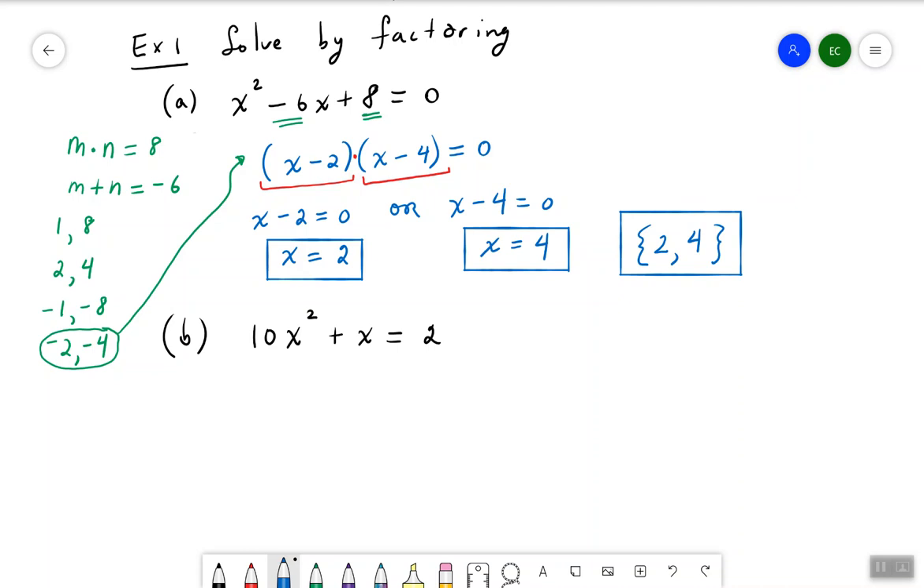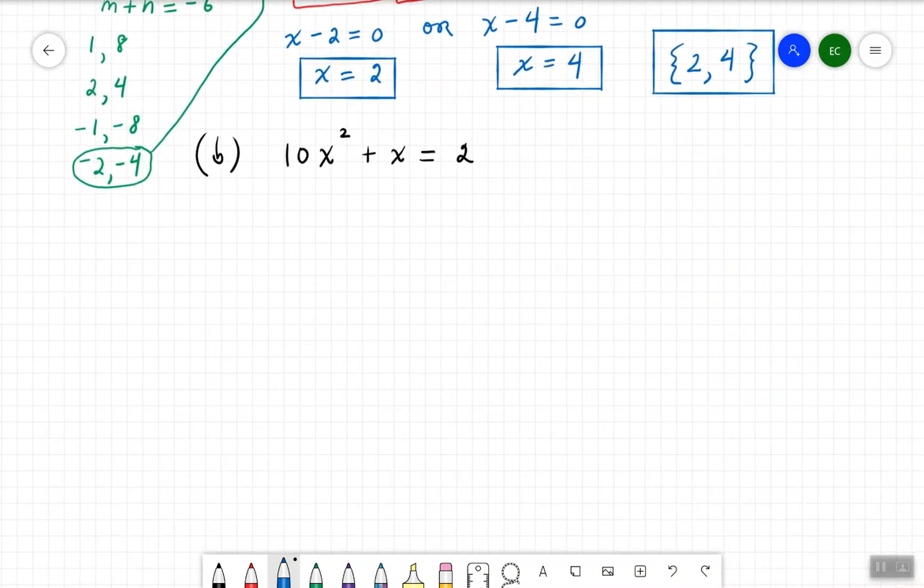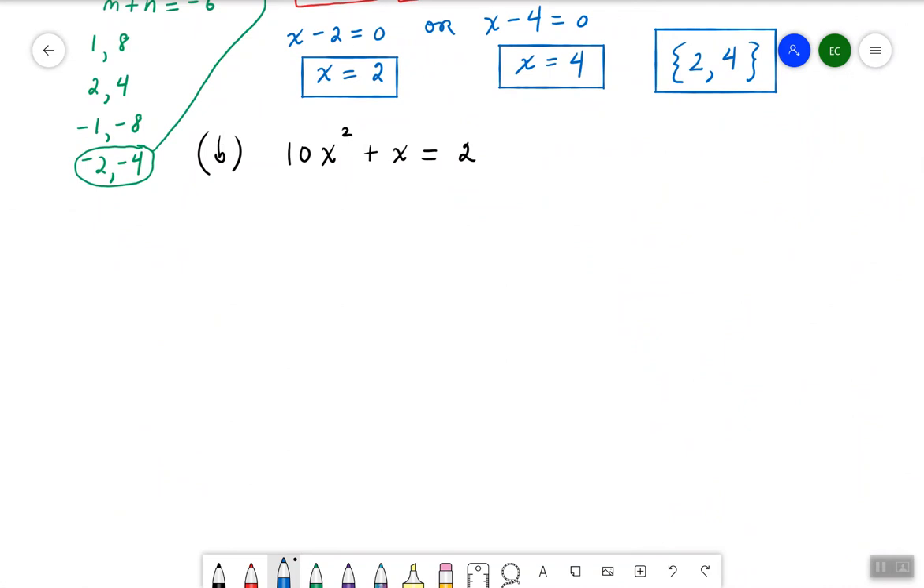Okay, so let's go ahead and make this problem a little bit harder. The thing that made part A easier is that the coefficient on the x squared is 1. And when the coefficient on x squared is not 1, in this next equation the coefficient is 10, then there are a few more steps that we need to do. So let's go ahead and start solving this equation.